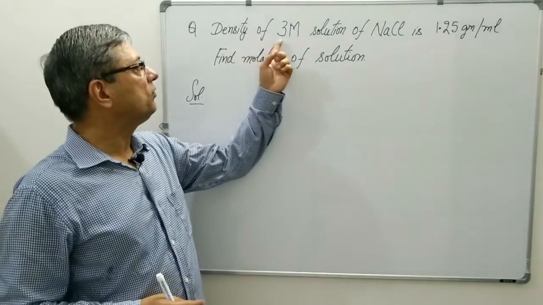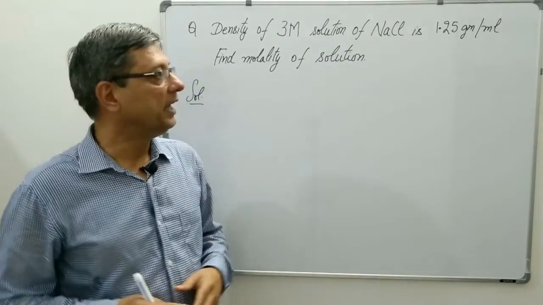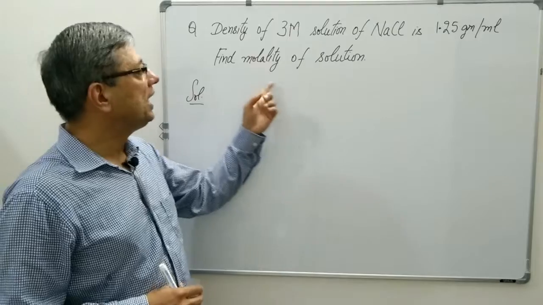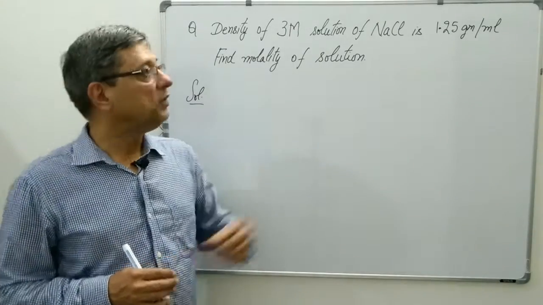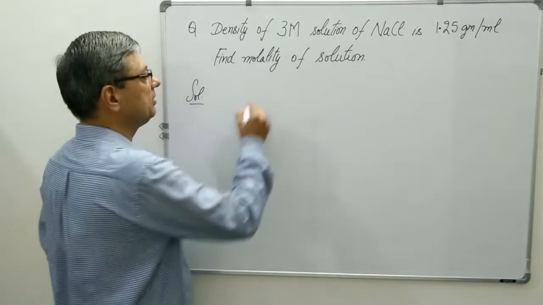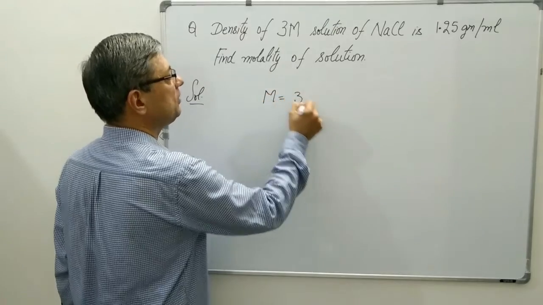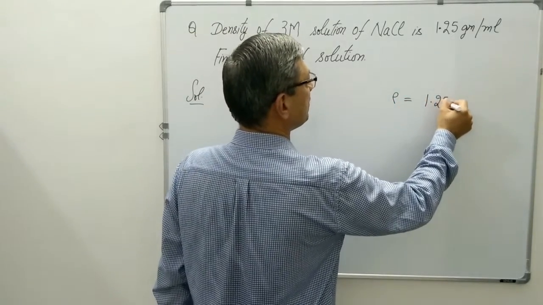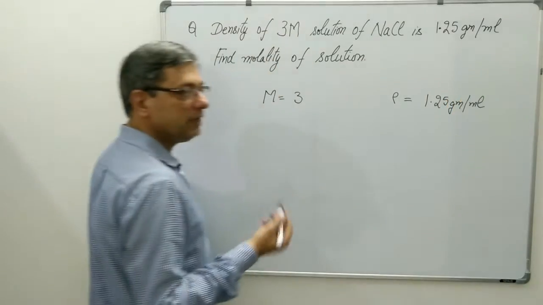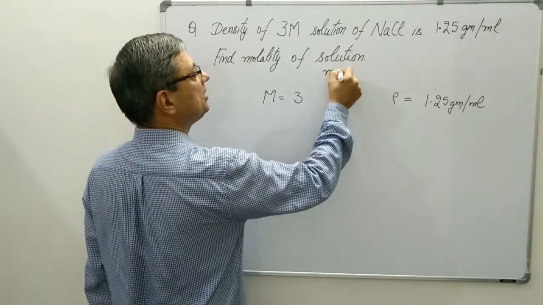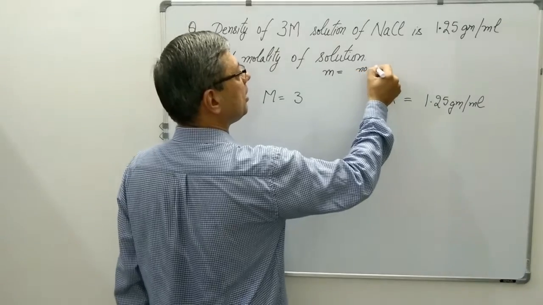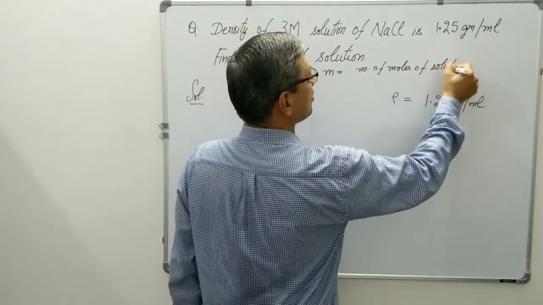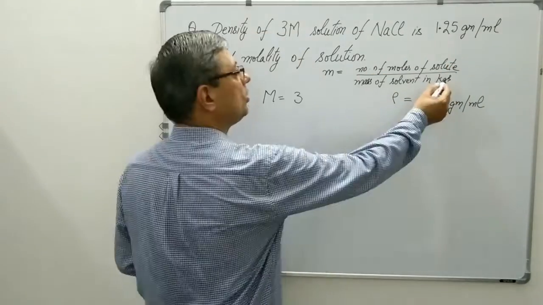Question is, density of 3 molar solution of sodium chloride is 1.25 gram per milliliter. Find molality of the solution. We are given molarity, that is equal to 3. And we are also given density of the solution, that is 1.25 gram per milliliter. We have to find molality. Let me first write the formula of molality. Molality is number of moles of solute upon mass of solvent in kilograms.